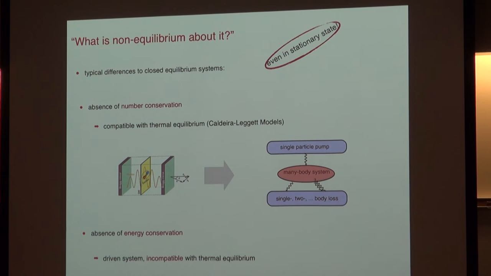Two things are pretty clear from this equation that I was writing down. We don't have number conservation. We have the single particle pump and loss. But that is still compatible with equilibrium. We just think of these so-called Caldeira-Leggett models, where one can exchange particle number. However, the entire system is in global thermal equilibrium. So that's not yet non-equilibrium. What is non-equilibrium is the absence of energy conservation. And that really comes back to this driven system, which makes it incompatible with the conditions of thermal equilibrium.